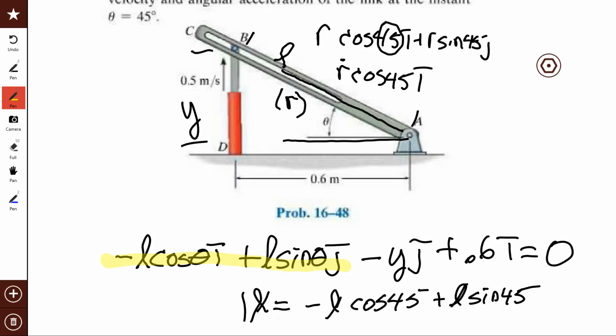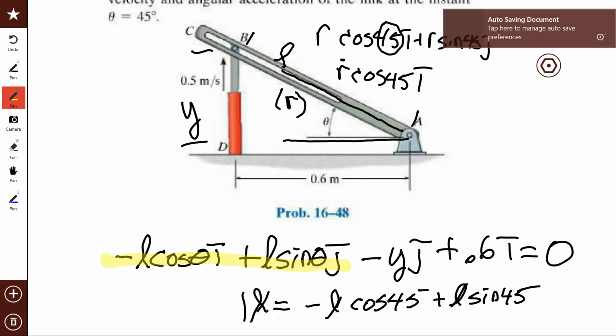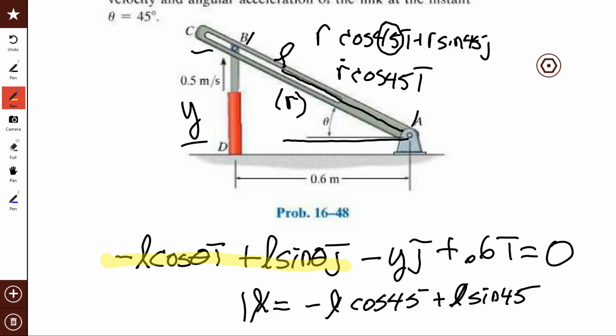How many unknowns do you have in that equation? Two, Y and L. So you need another equation. Where are you going to get your other equation? I assume you're looking at the triangle, correct? Yeah. So where are you going to get your other equation? Y squared plus B squared. That will work. You could also say L cosine theta equals what? 0.6. Two equations, two unknowns, you got it.